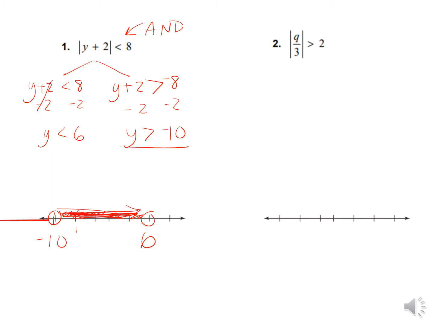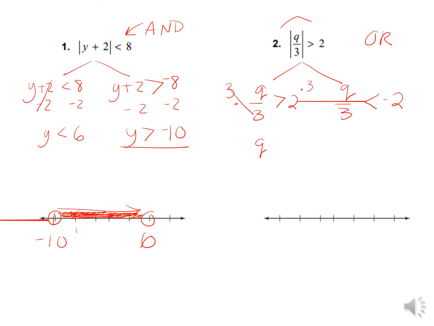Okay, over on number 2, this is also isolated. So I look at that and I say, the absolute value is greater. Oh, this is an or problem. So I'm going to split it, and I get q over 3 is greater than 2. Q over 3 is less than negative 2. I'm going to multiply both sides by my denominator, and I get q is greater than 6. Same thing over here. I'm going to multiply by the denominator, and I get q is less than negative 6.